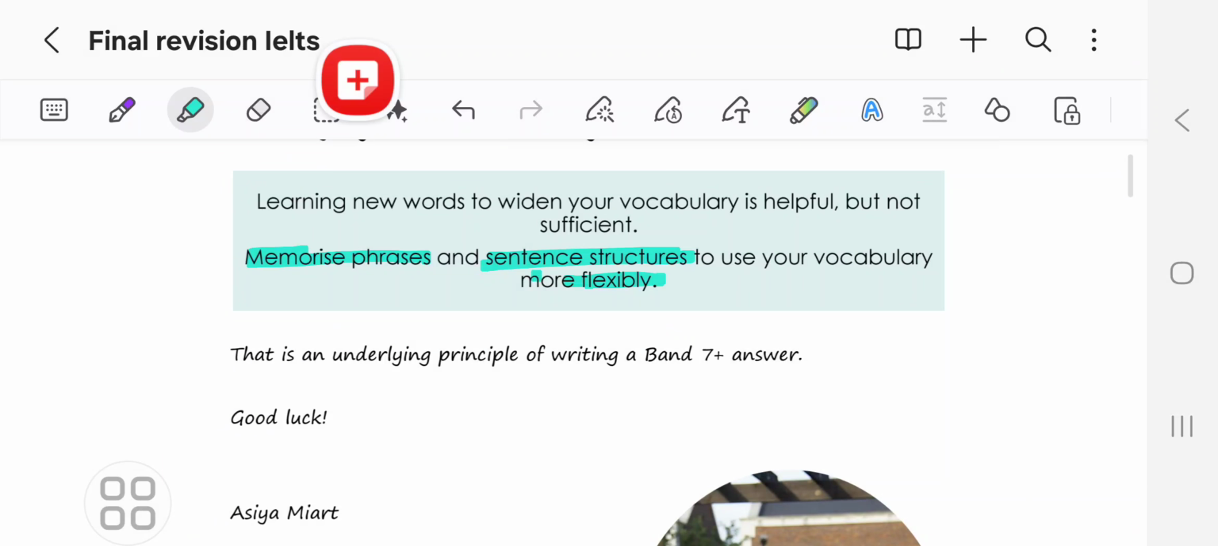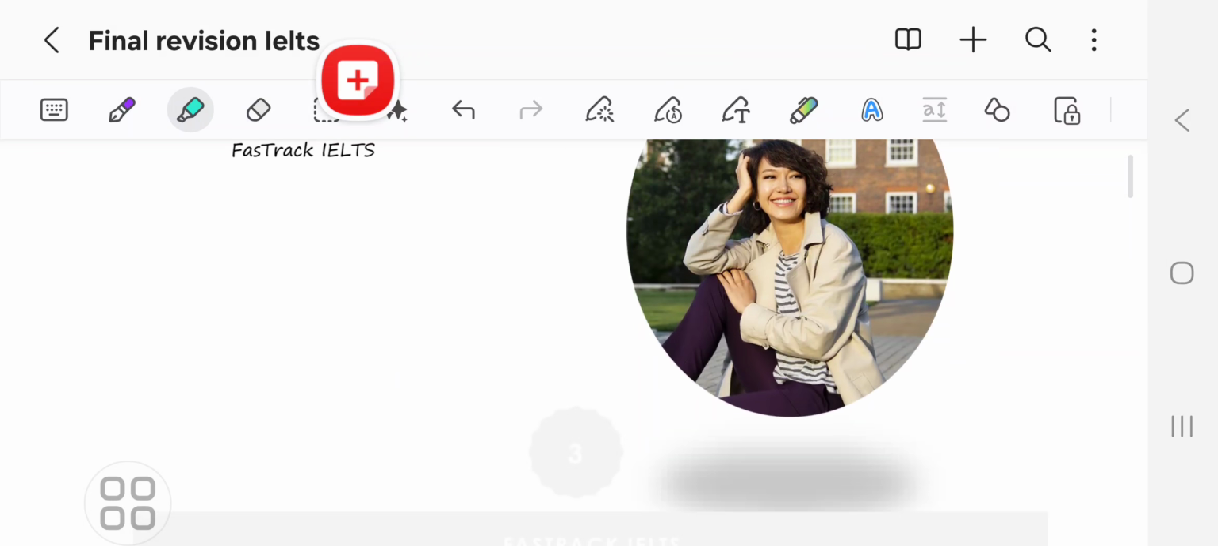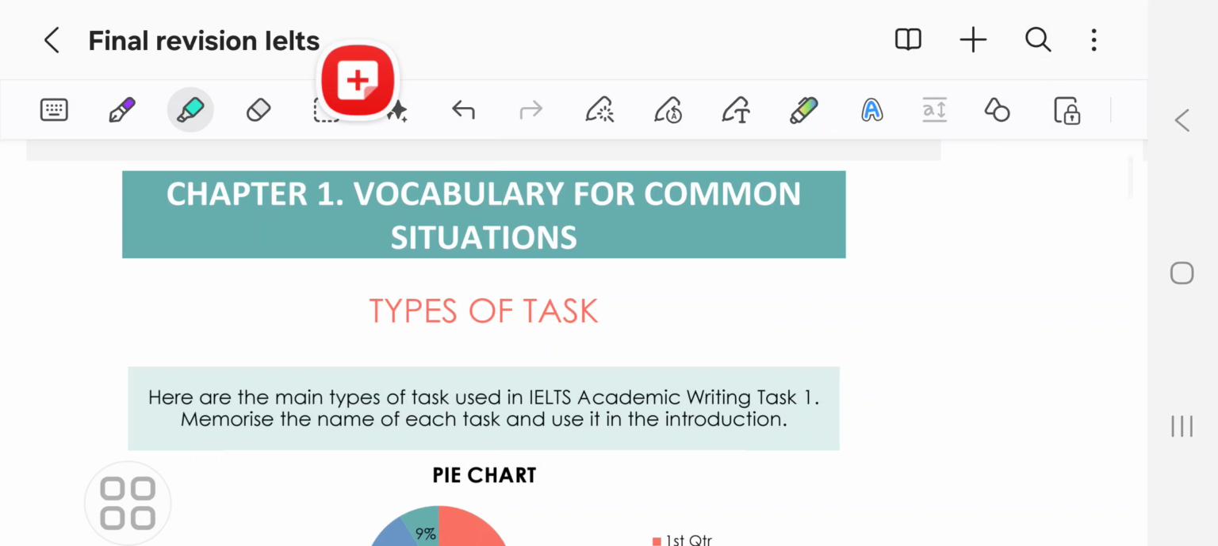That's going to help you, and this is the underlying principle which you have to remember. So yes, you're going to memorize the phrases and the sentence structures, but to use them flexibly. We're going to use them in multiple ways, in multiple directions, so that this will be helpful for you. Okay, let's start with the vocabulary and common situations.